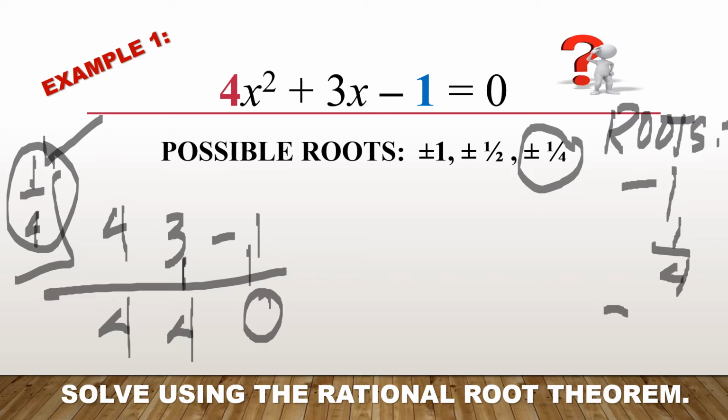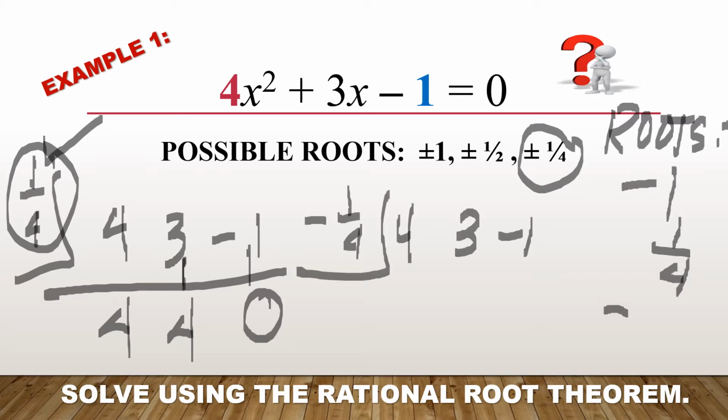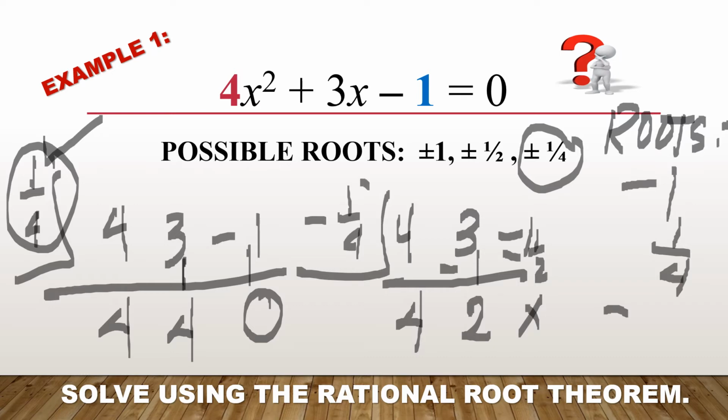Now, let's have negative 1/4. And then, let's copy 4, 3, negative 1. Bring down 4. 4 times negative 1/4 is negative 1. 3 minus 1 is 2. 2 times negative 1/4 is negative 1 half. So, obviously, this will not give us 0. Therefore, negative 1/4 is not a factor. Or, I mean, not a root.